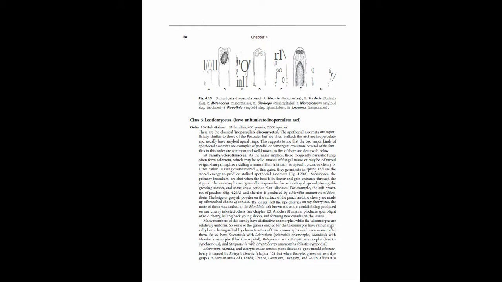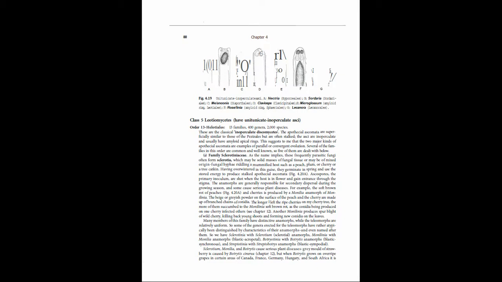A. Family Sclerotiniaceae. As the name implies, these frequently parasitic fungi often form sclerotia, which may be solid masses of fungal tissue or may be of mixed origin, fungal hyphae riddling a mummified host such as a peach, plum, or cherry, or a tree catkin. Having overwintered in this guise, they germinate in spring and use the stored energy to produce stalked apothecial ascomata. Fig 4.20a. Ascospores, the primary inoculum, are shot when the host is in flower and gain entrance through the stigma.